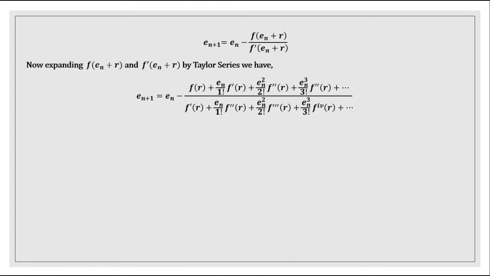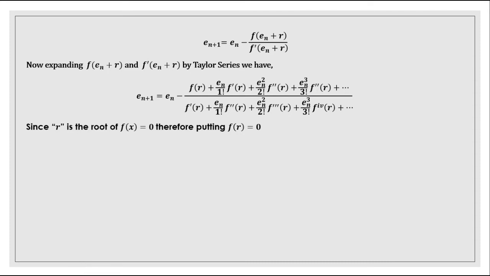Now let us expand f of e_n plus r and f prime of e_n plus r with the help of Taylor series. After expanding, we will get these two terms. Because we have f prime of e_n plus r, with the help of Taylor series we can expand it in that way.